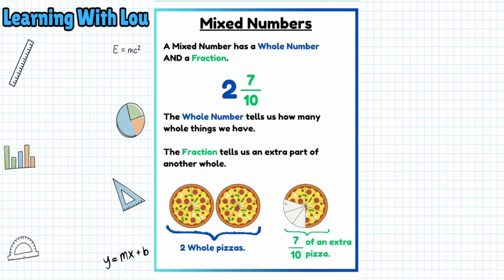That's what a mixed number is. So we have 2 and 7/10. That means we have 2 wholes plus another 7/10 of a pizza, or whatever it is that you're talking about.